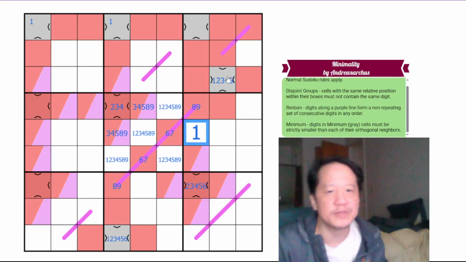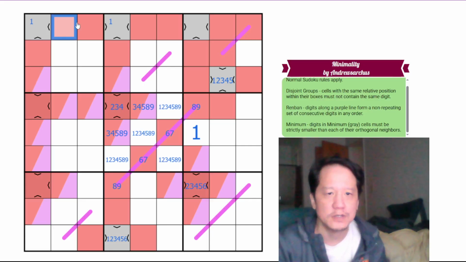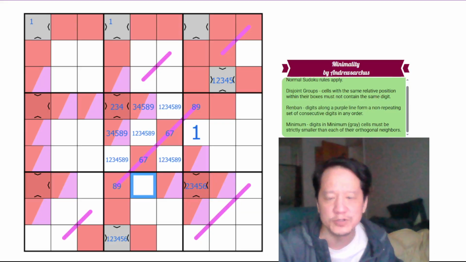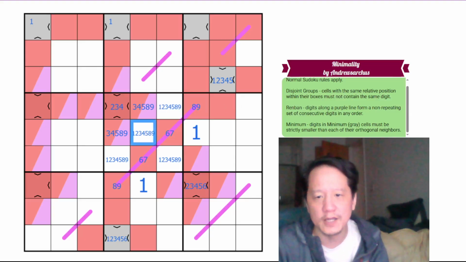That means we need something similar for the upper central position. These can't be 1 because they're greater than a minimum. This is greater than a minimum. This is greater than the minimum, and so on. So this must be a 1. Okay, so therefore 1 cannot be here.